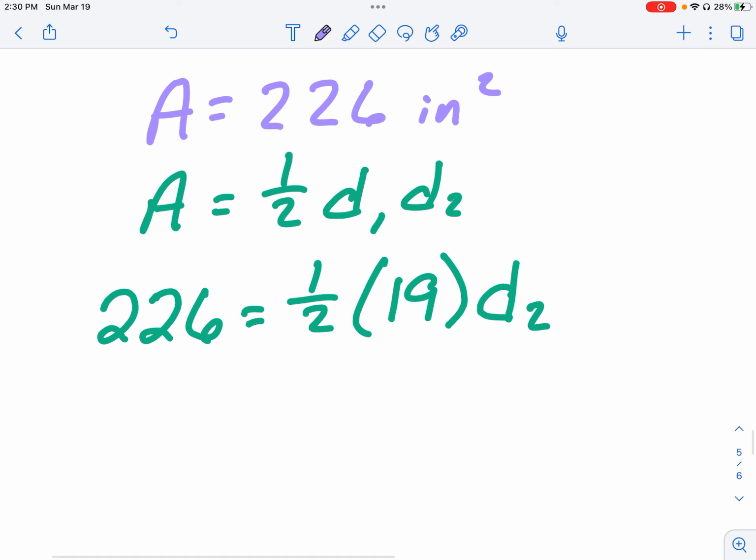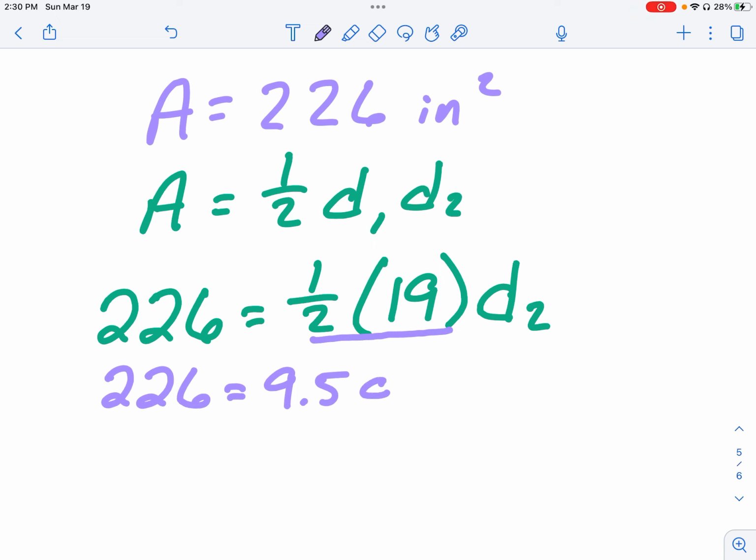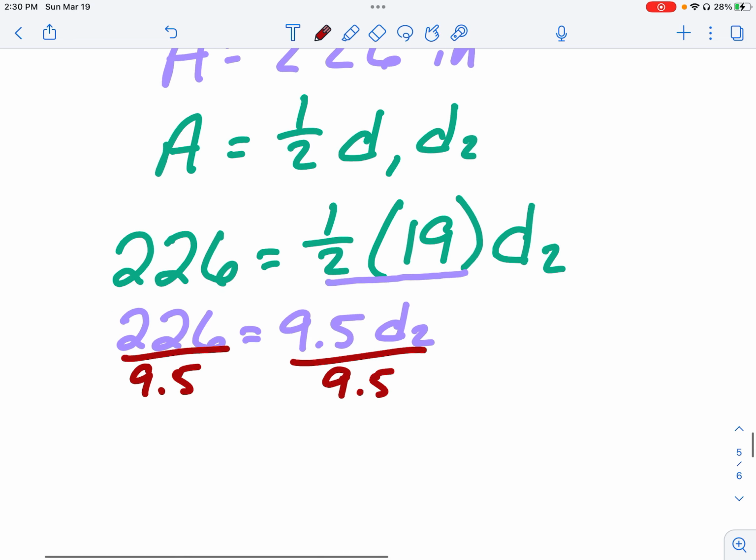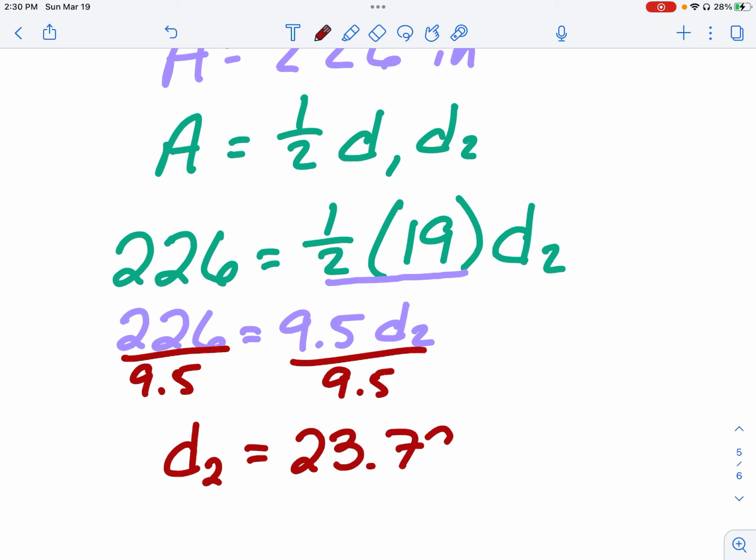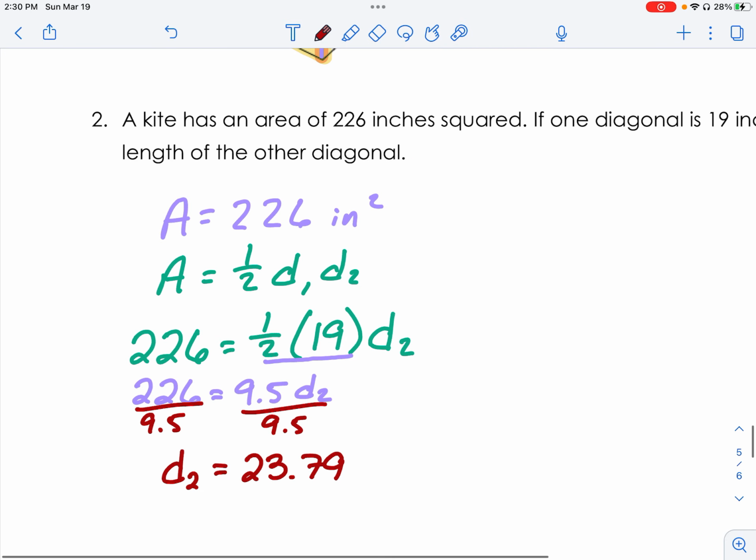So I can go ahead and simplify right here. 19 and 1/2 gives you 9.5. So 226 equals 9.5 d2. Go ahead and divide this by 9.5. And your second diagonal equals 23.79. And since we were told this problem is inches squared, that diagonal would come in inches.